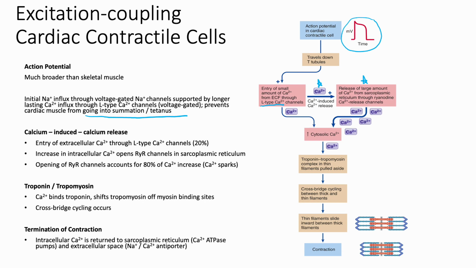All right, and finally a very nice summary slide that puts everything we've talked about today together. So first off, we have action potential that occurs, and that can be incoming from another contractile cell or from an autorhythmic cell. Anyway, that signal travels down the T tubules. Upon entering the T tubules, that allows for the opening of those L-type calcium channels, and we get a small amount of calcium coming in through the extracellular fluid. This initiates calcium-induced calcium release, where we get a large amount of calcium released from the sarcoplasmic reticulum.